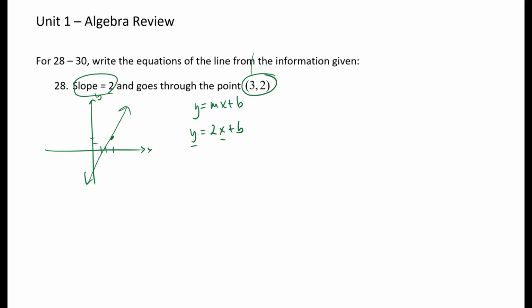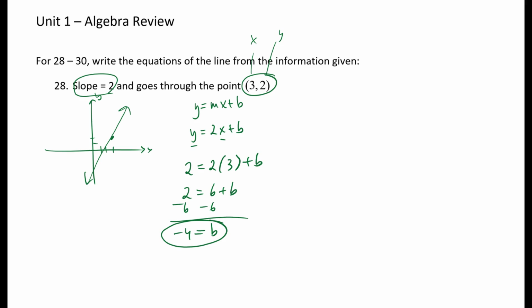So we know that x is 3, y is 2, so let's go ahead and plug that in. 2 is y, equals 2 times 3 is x, plus b. 2 equals 6 plus b. Subtract 6 from both sides. b equals -4. So that gives us our y-intercept.